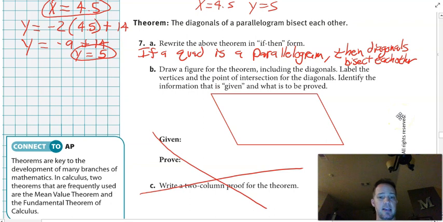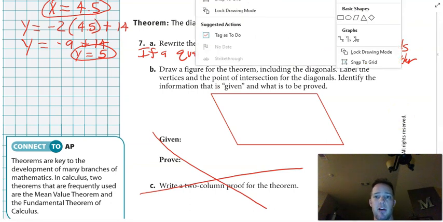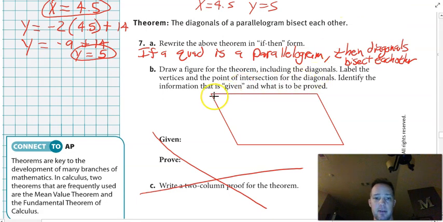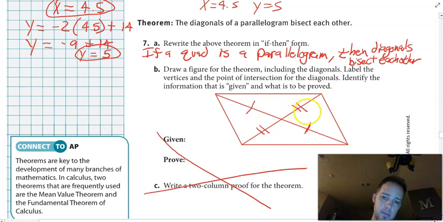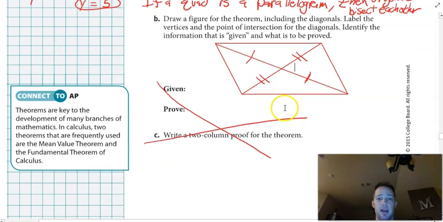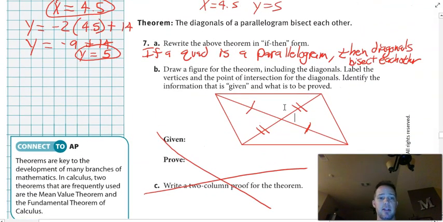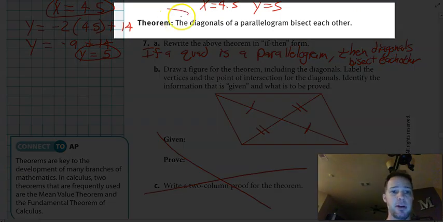So it says that the diagonals bisect each other. So if I was to draw the diagonals on this one, the diagonals would bisect each other. So this one got bisected, so those two are equal. And this one also got bisected. And once again, we're not going to do the proof. We just need to know this theorem. It's important.